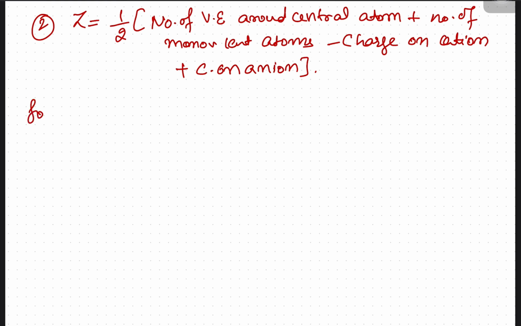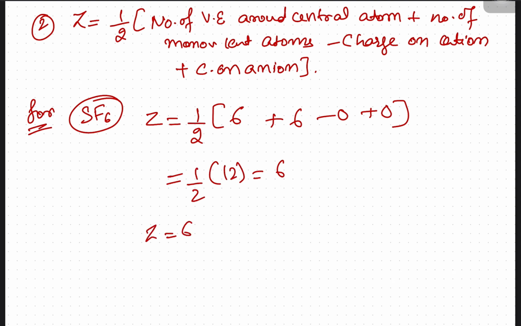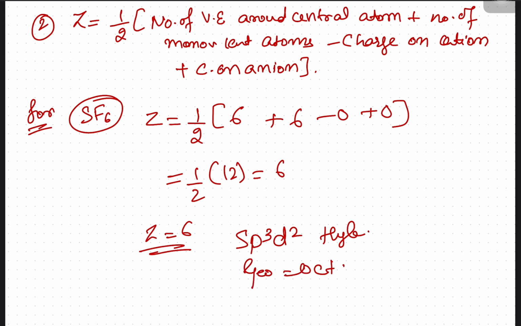For example, SF6 we have done previously, so we can calculate it by formula also. Hybridization Z is equal to half, the number of valence electrons was 6, plus monovalent atoms, fluorine is monovalent, so 6, no charge, so Z comes out to be 6. Z is equal to 6, sp3d2 will be the hybridization, geometry will be octahedral and shape will be octahedral.